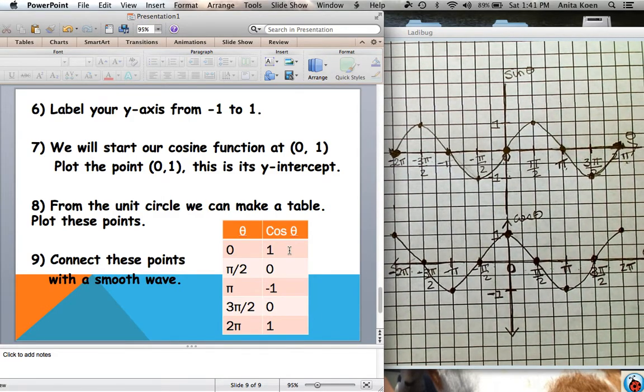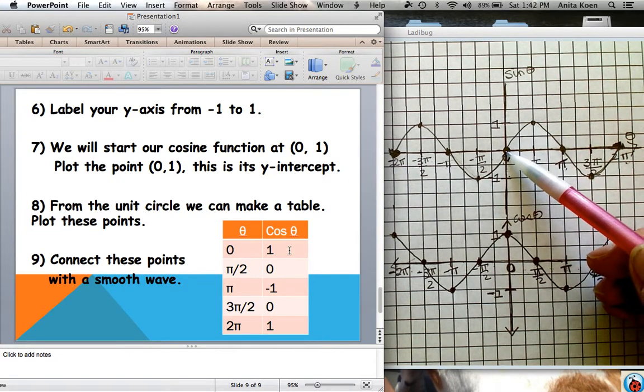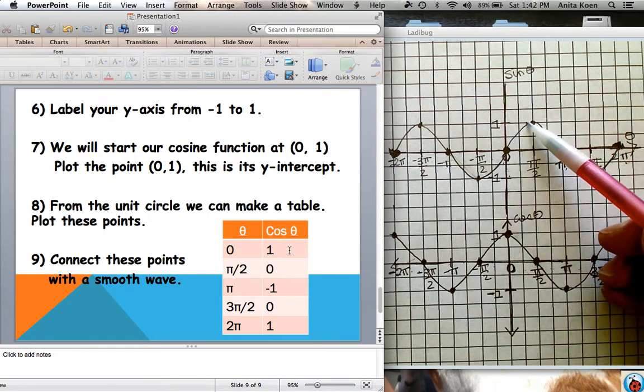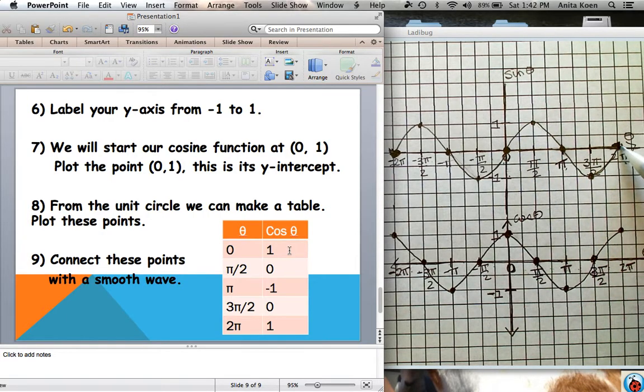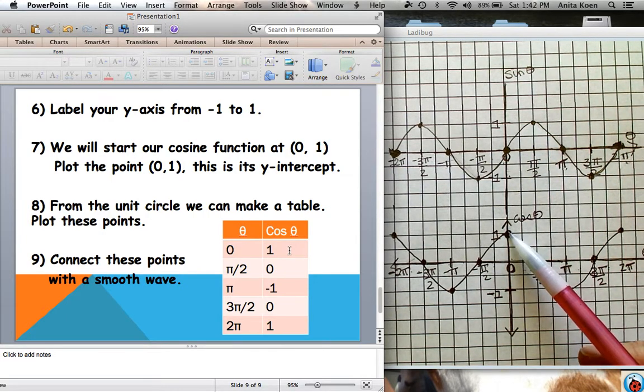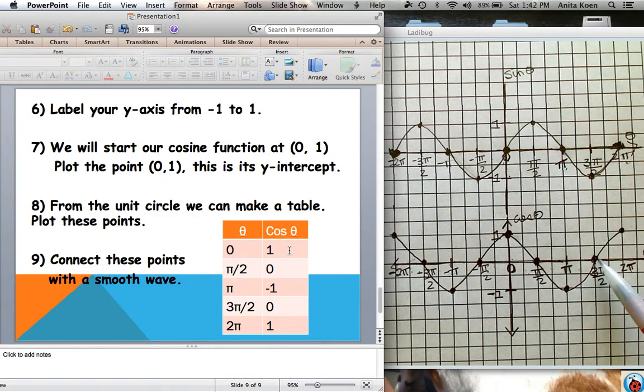Now these two graphs look a lot alike. The difference is the y-intercept. Notice that the y-intercept of the sine function is 0, 0. The y-intercept of the cosine function is 1. That's the way that you can tell the difference. Let's start with the sine. The sine function starts at 0, 0, goes up, down, down, up. And the cosine function starts at 0, 1 and goes down, down, down, up. And that's how you can tell the difference.